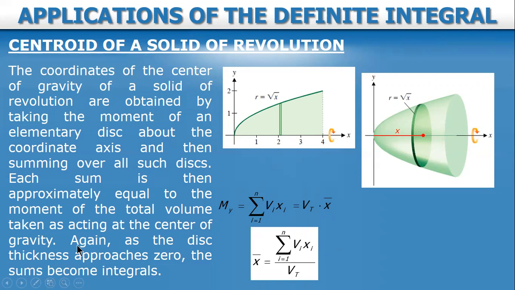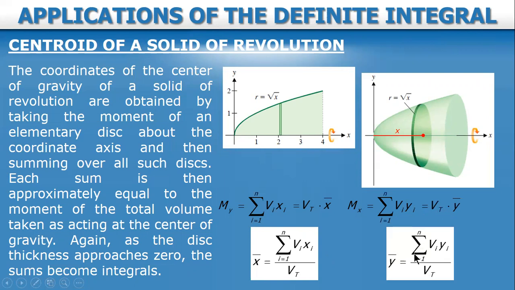And in the last statement, it is written here, as the disk thickness approaches zero, the sums become integrals. So we can replace this by an integral sign from lower limit to upper limit. Same as in area. And you can do the same for y bar. So we sum up moment about x, equate it, and we solve for y bar.